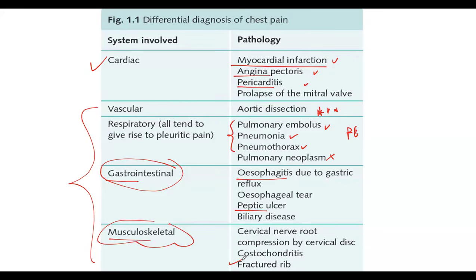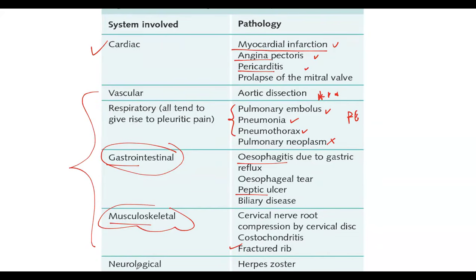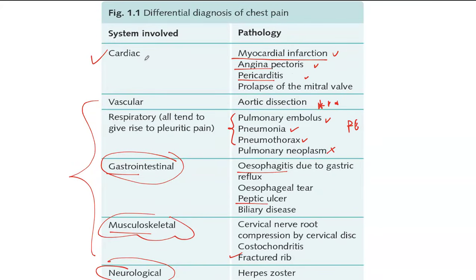So that's fractured rib. There is also a neurological cause of chest pain. Sometimes a patient can come to you with chest pain plus a rash. If a patient has chest pain plus a vesicular rash, which is a fluid-filled, blistery kind of rash, then you think of shingles or herpes zoster. All right, so these are our common causes of chest pain.